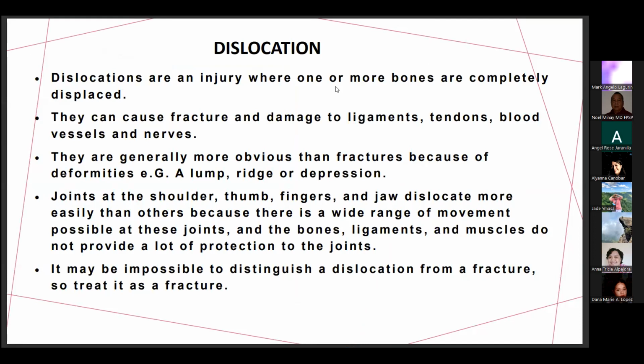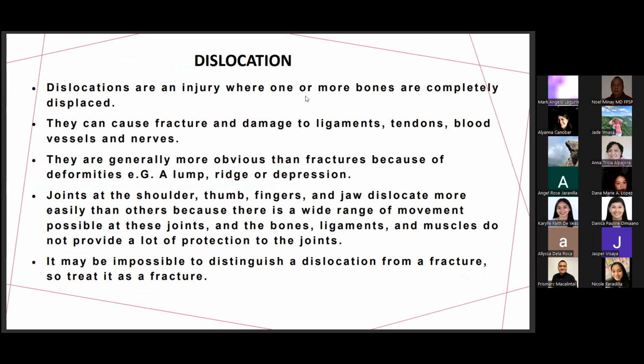Next is dislocation. Dislocations are injuries where one or more bones are completely displaced. They can cause fracture and damage to ligaments, tendons, blood vessels, and nerves. They are generally more obvious than fracture because of deformities, a long ridge or depression.